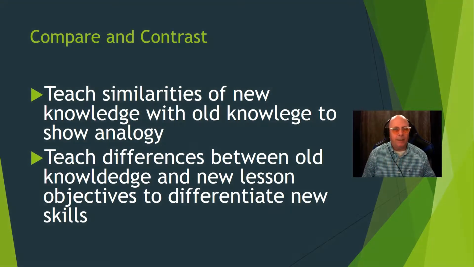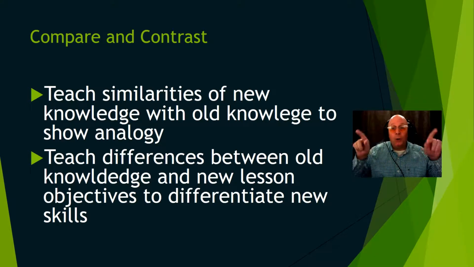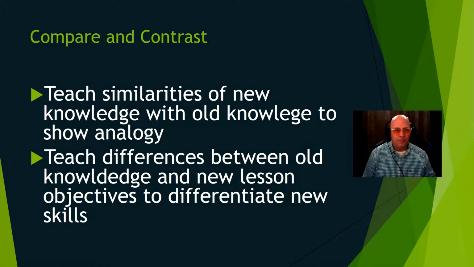Let's talk a little bit about compare and contrast. I talked about it briefly before when I mentioned the Venn diagram. The Venn diagram is 2 overlapping circles, and the overlap of the circles represents what is the same, and the 2 parts of the circles that are not overlapping identify what is different. One of the ways that we can teach by analogies is to teach the similarity of new knowledge with old knowledge to show an analogy.